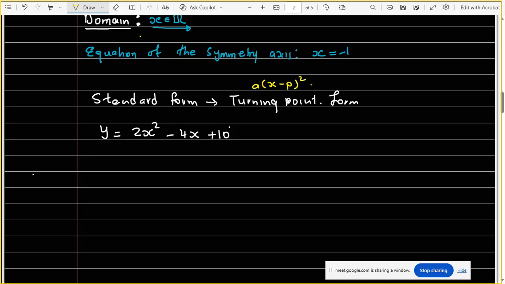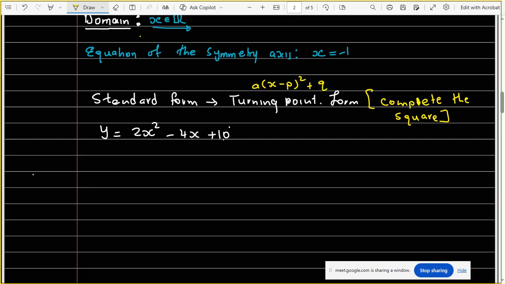Okay, let me explain this now. Maybe after explaining this, you'll definitely have your answer. So to move from standard form to turning point form, I need you to do this by completing the square. Do you know how to complete the square? Yes, it's algebra, no? Exactly. So you need to complete the square, and I'll definitely remind you how we complete the square.